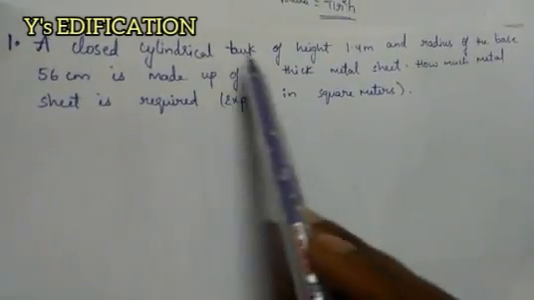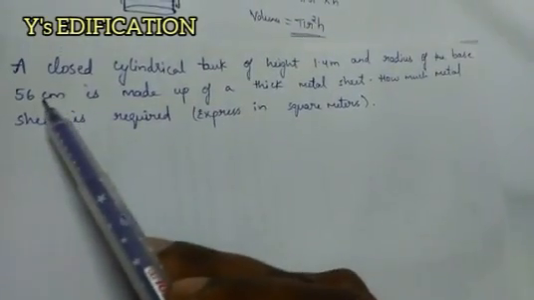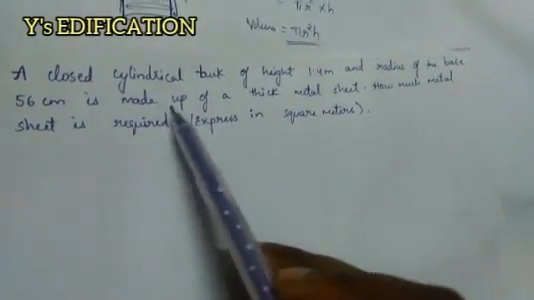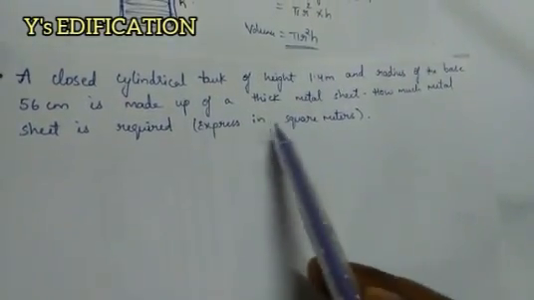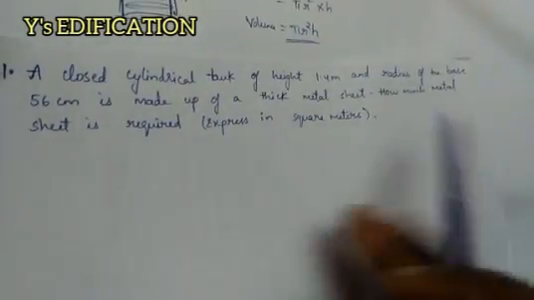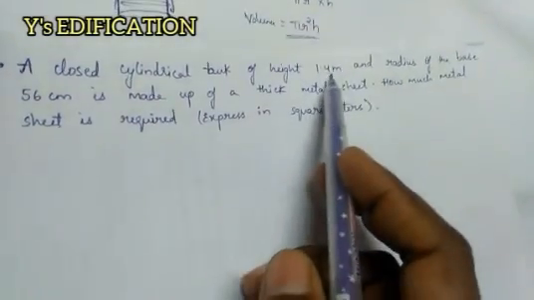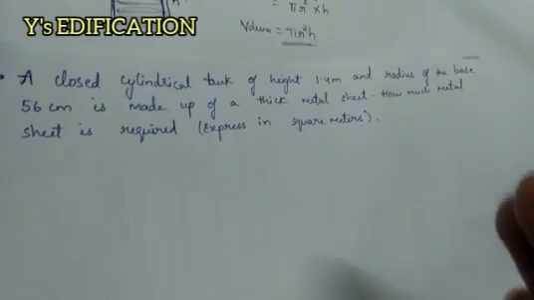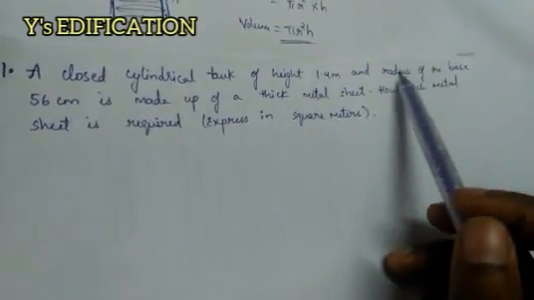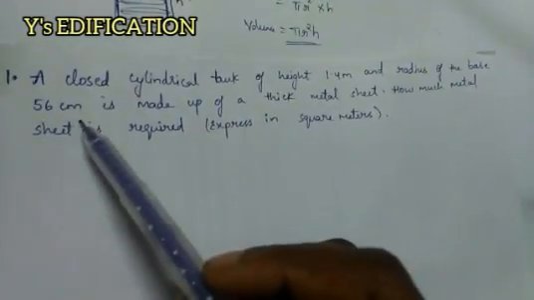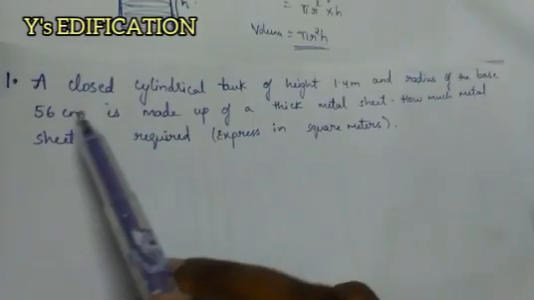A closed cylindrical tank of height 1.4 meters and radius of the base 56 centimeters is made up of a thick metal sheet. How much metal sheet is required? Express in square meters. So what is given in the data? A closed cylindrical tank of height 1.4 meters. The height of the cylinder is 1.4 meters and the radius of the base is 56 centimeters.